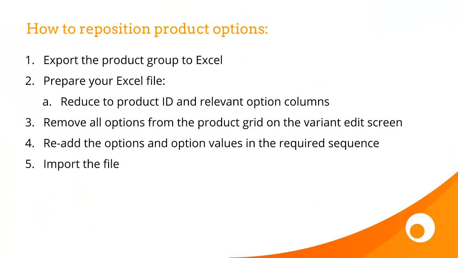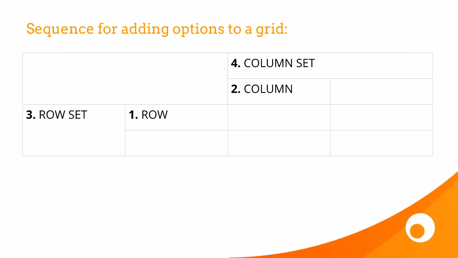So it's a fairly straightforward process. The first thing to do is export the product group to Excel, and then prepare your Excel file, which means reducing it to just the product ID and the relevant option columns. Remove all options from the product grid using the variant edit screen, and then re-add the options and the option values in the required sequence. And finally, import your file to reassign the product variants into the right position in the grid. And here's a reminder of the sequence you need to add your product options in.